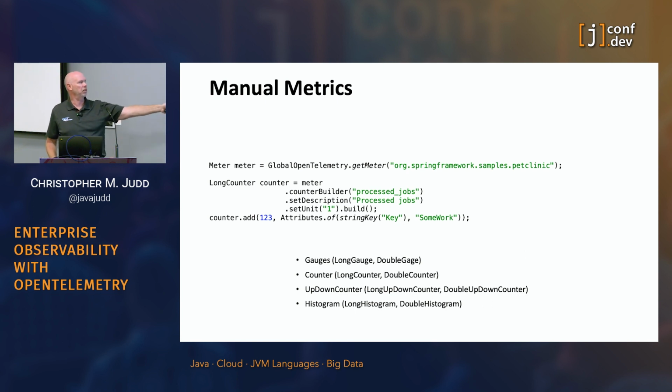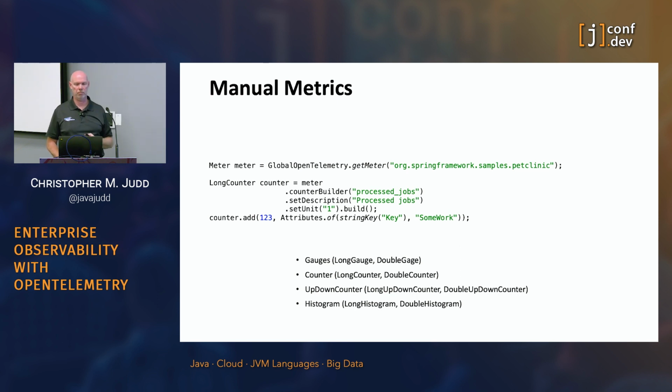So this one happens to be a counter. So using the meter, we say we're going to use the builder pattern. So we're going to use a counter builder. Specifically, we're going to count processed jobs. We can give it a human readable description. The unit is going to be, we're adding 1. So other things might be milliseconds or other types of units. And then we're going to give it the value. So we're adding 123 to wherever the current value is. And we can specify metadata as attributes. So this will happen as soon as this is called.